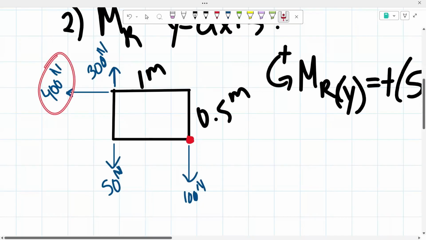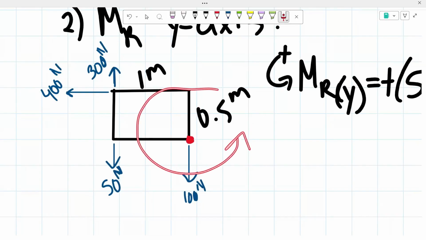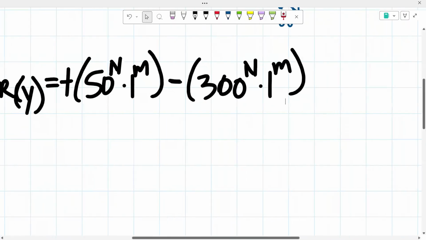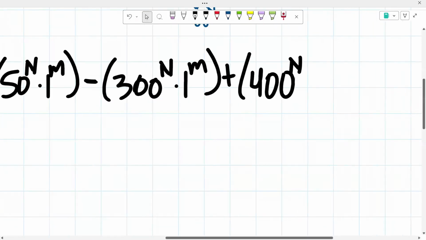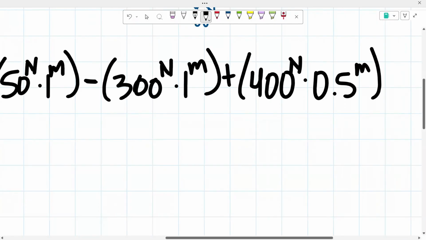Our 400 newtons has a distance of 0.5 meters. From there, it's going to be creating that counterclockwise moment, meaning it's going to be positive. So we have a positive moment of the force of 400 newtons times the distance of 0.5 meters.